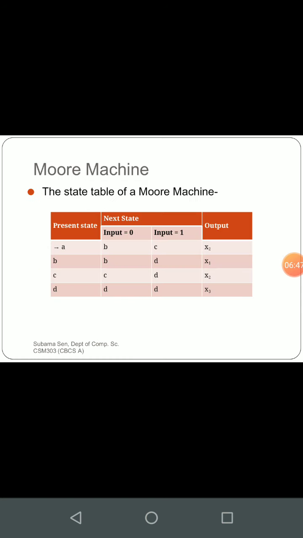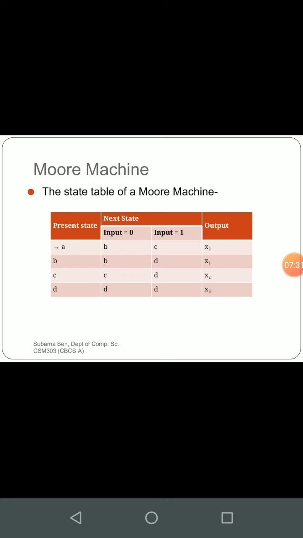Since it is not changing with the input values, we will just separate this next state into two categories, that is for input 0 and input 1. We are not finding out the pair of input and the next state. So if you consult the diagram for A, when the input is 0 it is going to B and when the input is 1 it is going to C, but the output will be fixed since it is not depending on the next state. It is fixed that A will always generate the output x2 wherever the transition is.